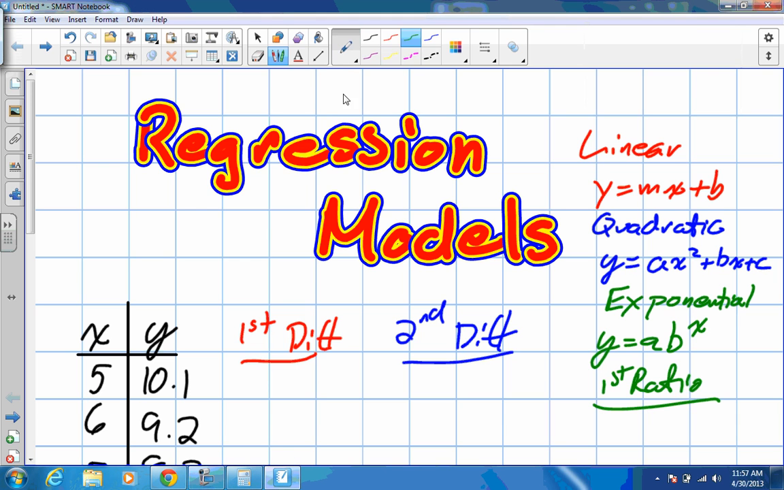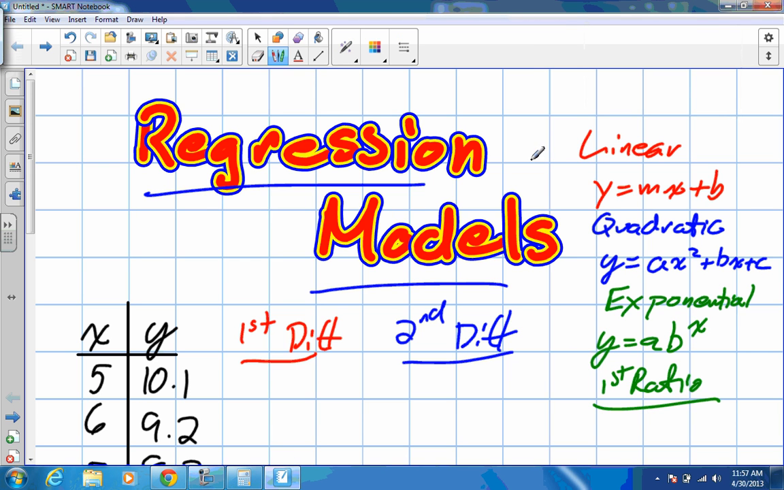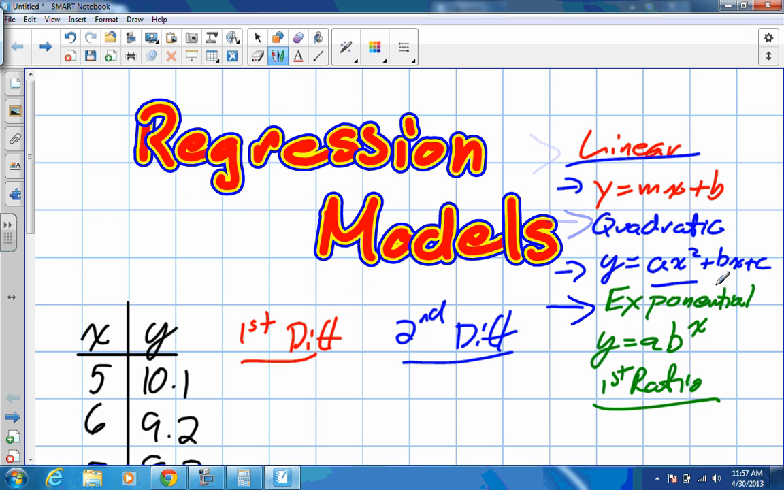We're going to go through regression models. We've talked about the three types of regression models that we've learned. Linear, which is our y equals mx plus b. Quadratic, which is y equals ax squared plus bx plus c, that's the standard form. And then exponential, which is y equals ab to the power of x.